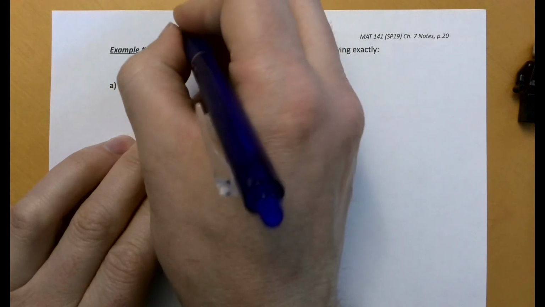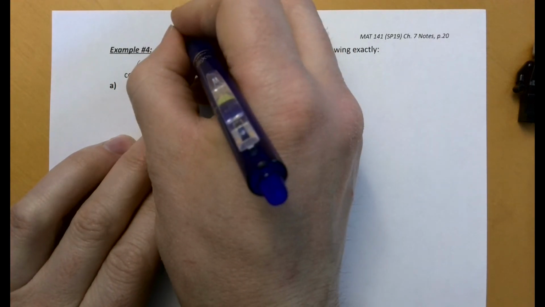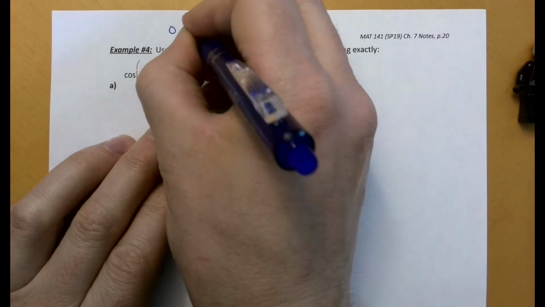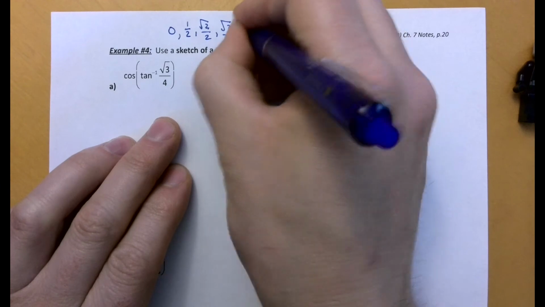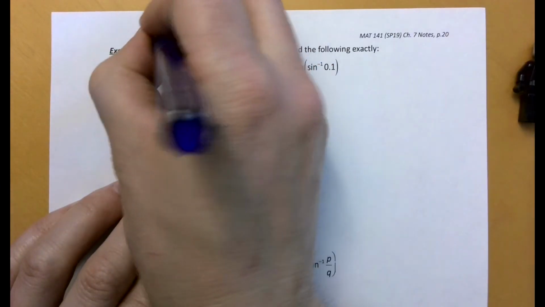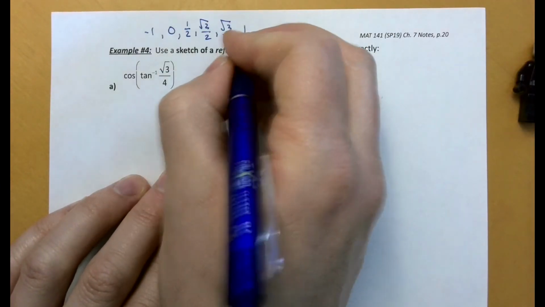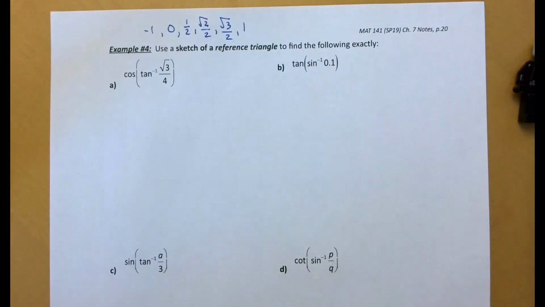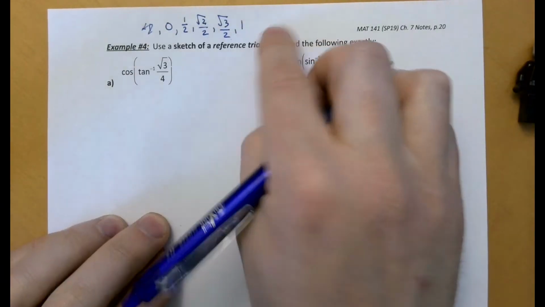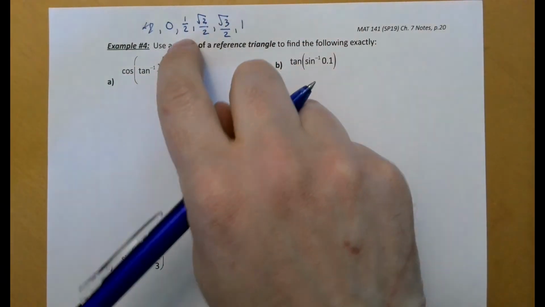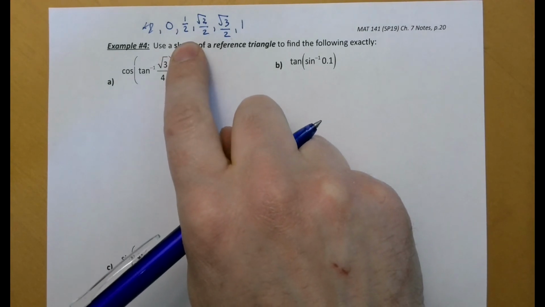0, 1/2, root 2 over 2, square root of 3 over 2, and then 1. And don't forget -1 and the negatives of all these. So we smash those in there. So whatever, just this and then their opposites. Those are all the possible x and y coordinates in the unit circle.